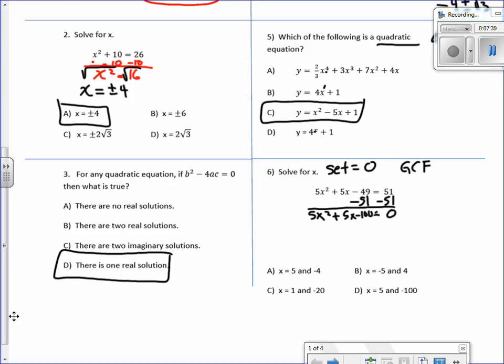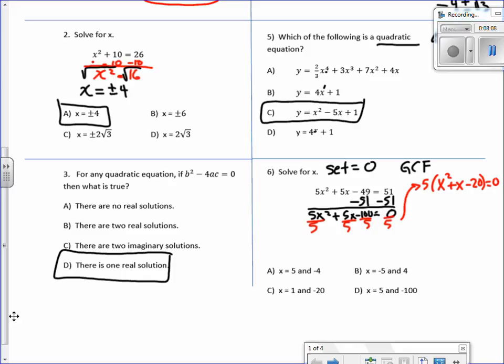Now, hopefully you recognize that 5, 5, and 100 are all divisible by 5. So I'm going to come back here and divide by 5, divide by 5, divide by 5. And I'm going to rewrite it over here. So that leaves me with 5 times, and I still need to include the 5 on the outside when I pull out my GCF, x squared plus x minus 20, and all of that equals 0.